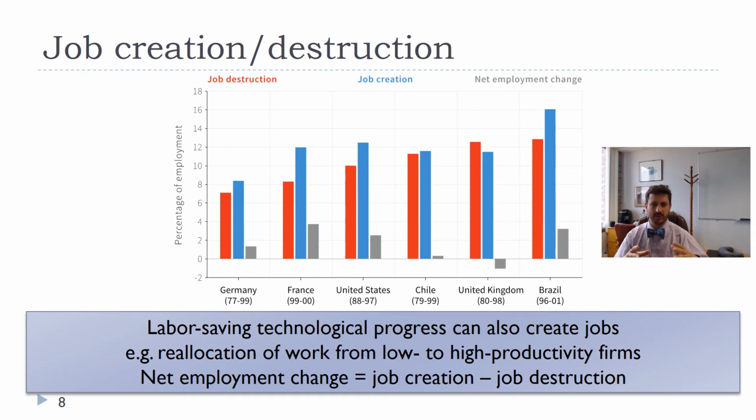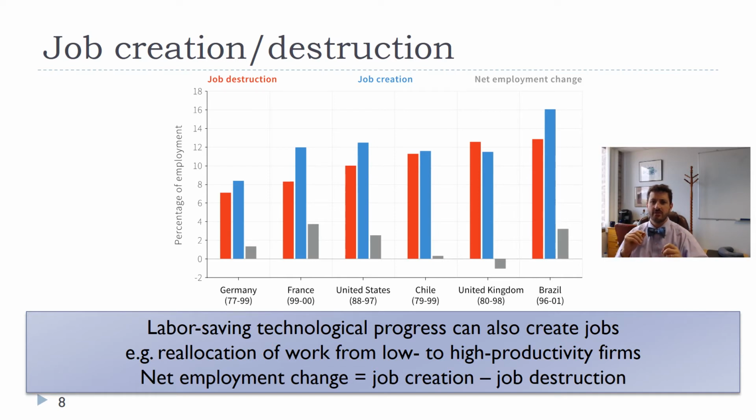Keep in mind what that means. One out of every 10 jobs in the United States was destroyed, on average per year between 1988 and 1997, whereas one in every 8 jobs was created, was a new job. And the net employment was over 2%. So we're creating a lot of jobs.